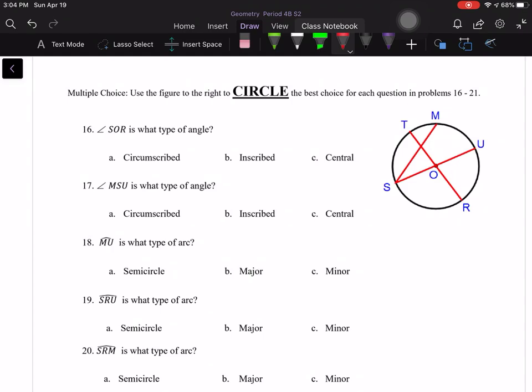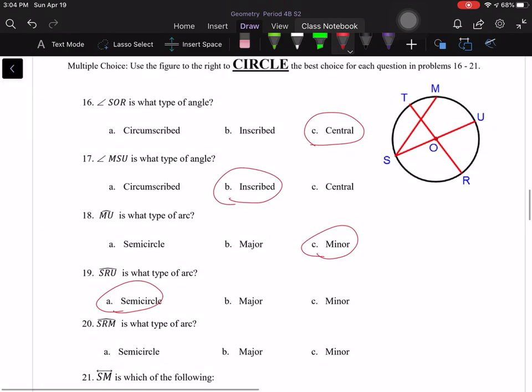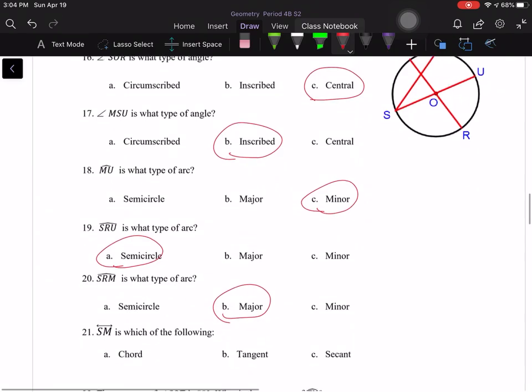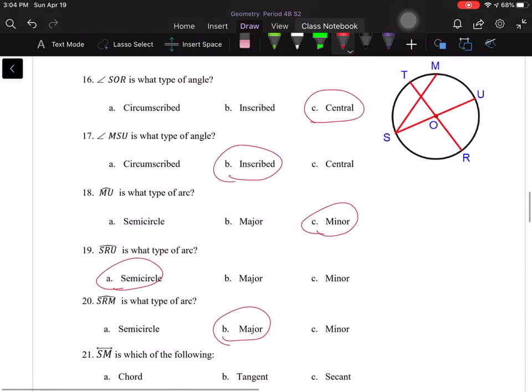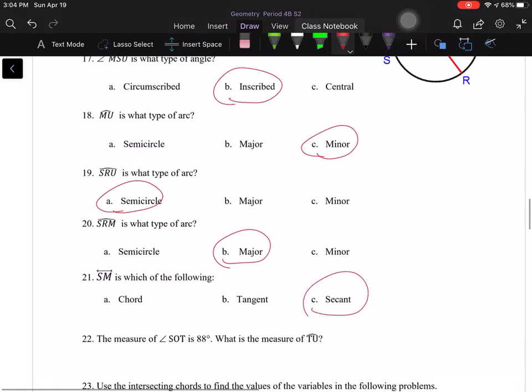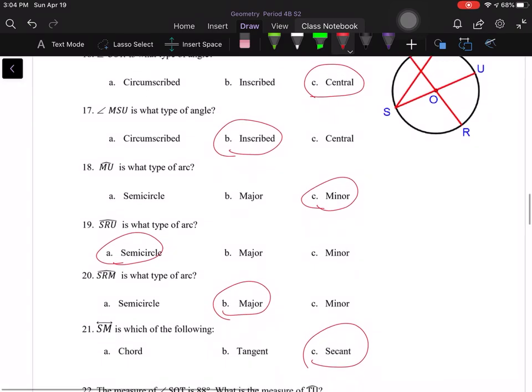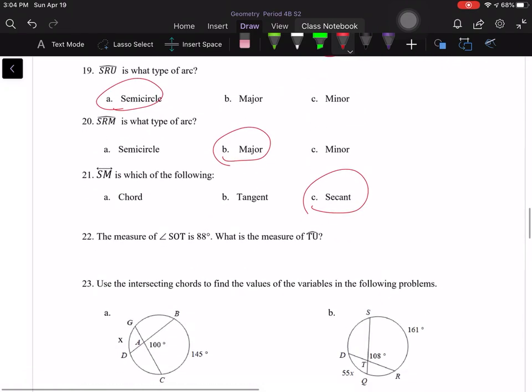Okay, more multiple choice. Angle SOR is a central angle. Angle MSU is an inscribed angle. Arc MU is a minor arc. Arc SRU is a semicircle. SRM is bigger, so that's a major arc. Line SM, that's going to be a secant. If it said segment SM, then it would be a chord.